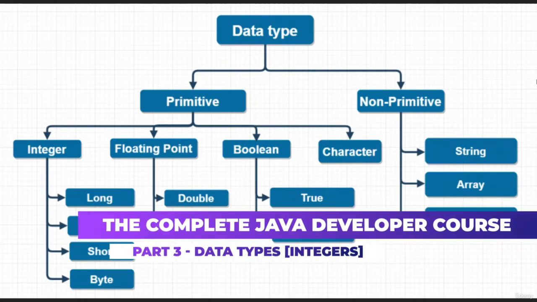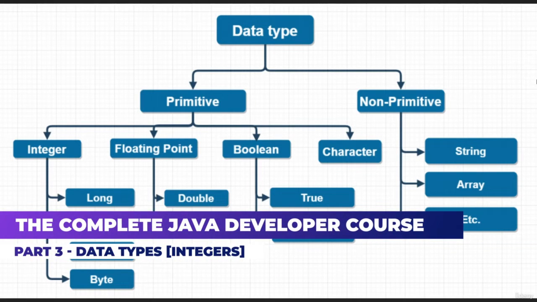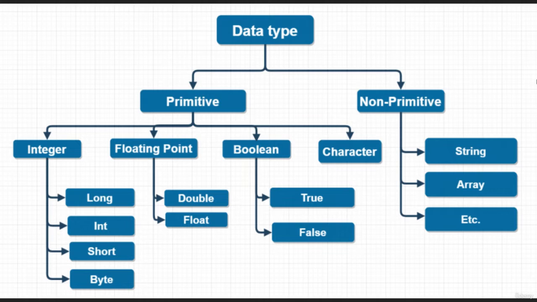Programs manipulate information, and information comes in many forms. Java is a type-safe language, which means that it requires you to be explicit about what kind of information you intend to manipulate, and it guarantees that you manipulate the data in a reasonable manner. Hello, my friends, and welcome to the Data Type lesson.